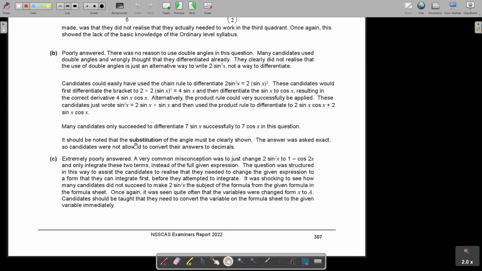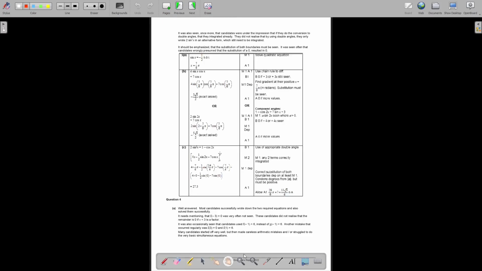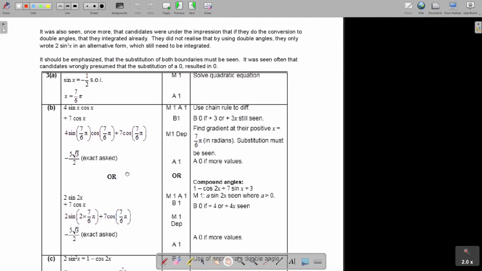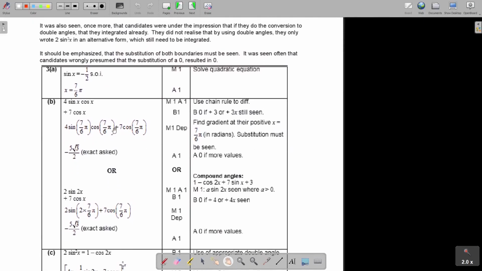It should be noted that substitution of the angles must be clearly shown. The answer was asked exact, so candidates were not allowed to convert their answers to decimal, not allowed to use the calculator. And maybe I just want to show you, I don't know if I showed you the previous one already, up to there. So there was the 7 pi over 6. And let's just look. So basically, if you use the chain rule, you got that.